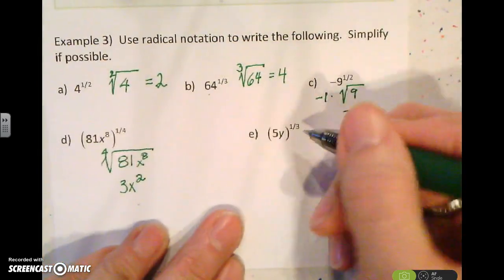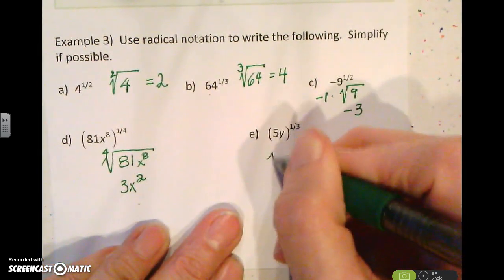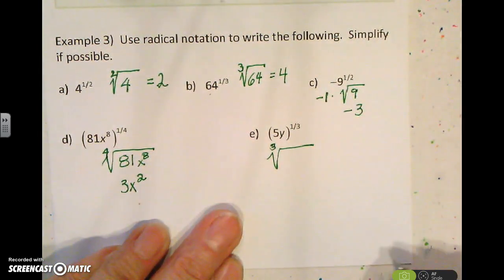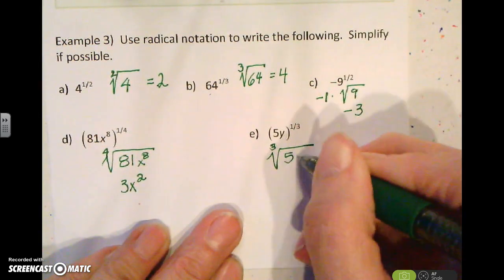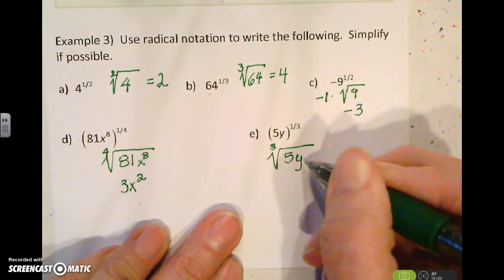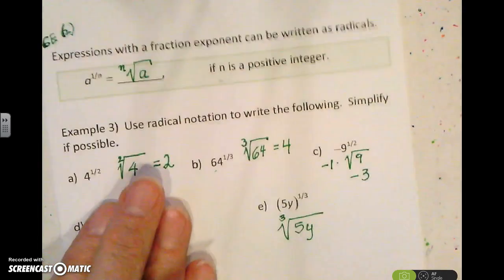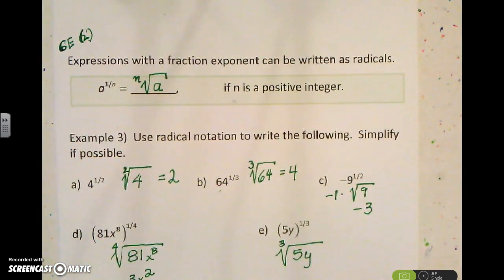And finally, E, again, it's going to be a radical. The denominator is 3, so I have a cube root, and the 5y goes inside. And I can't simplify either one of those. So we're good there. So if you look on the other side, you're going to see that there are some practice problems for you to try. So try those next, pause it, and then come back and we'll pick back up again.